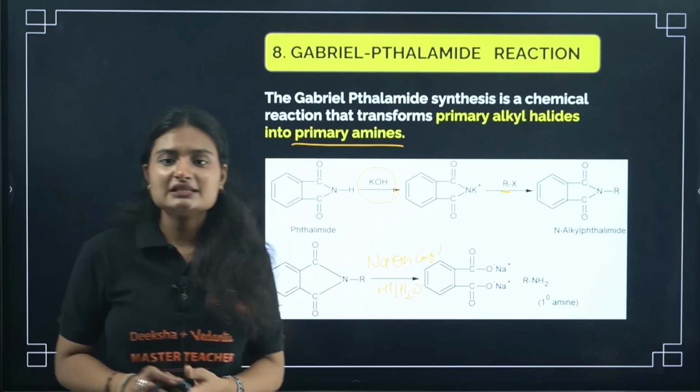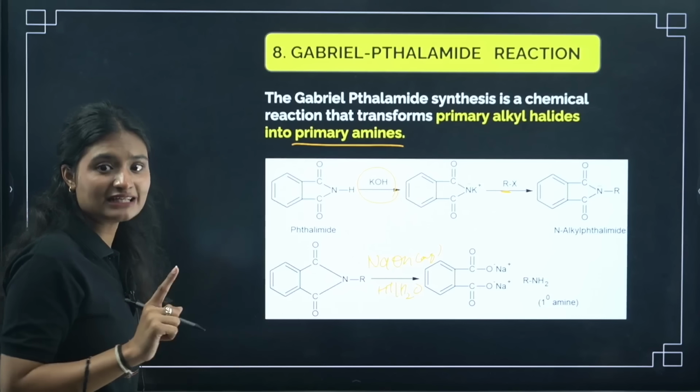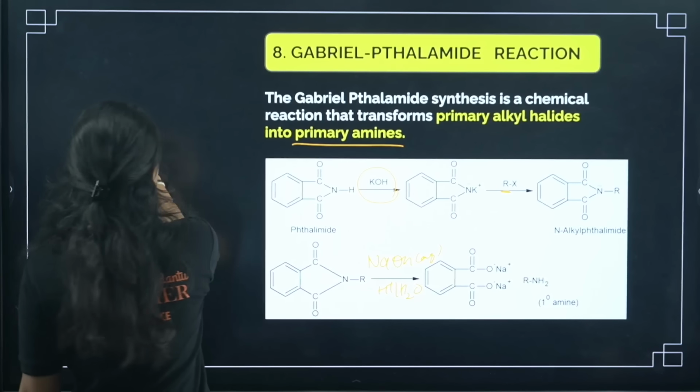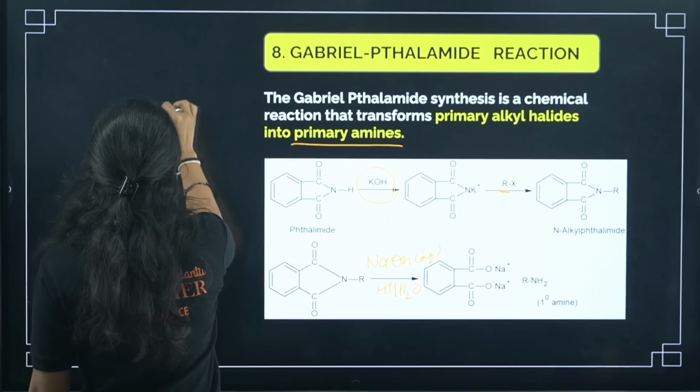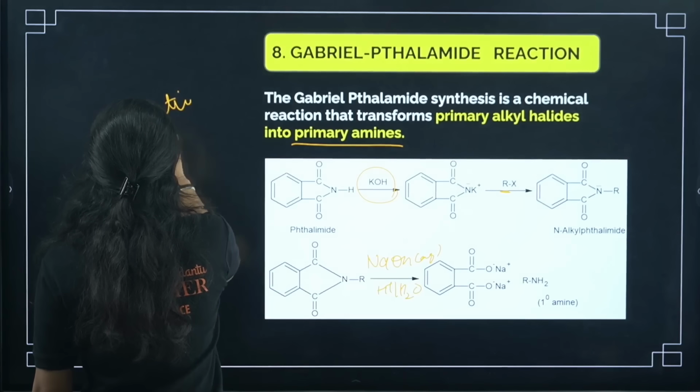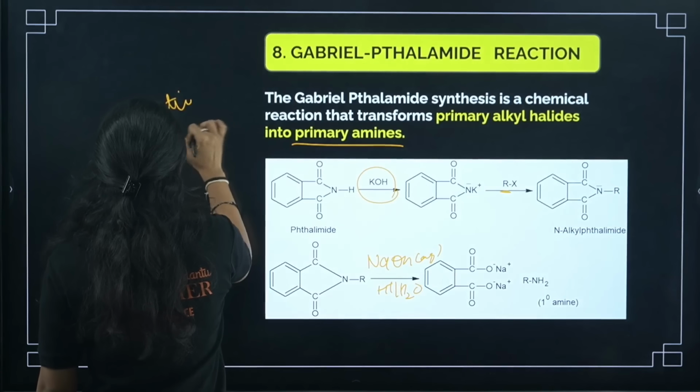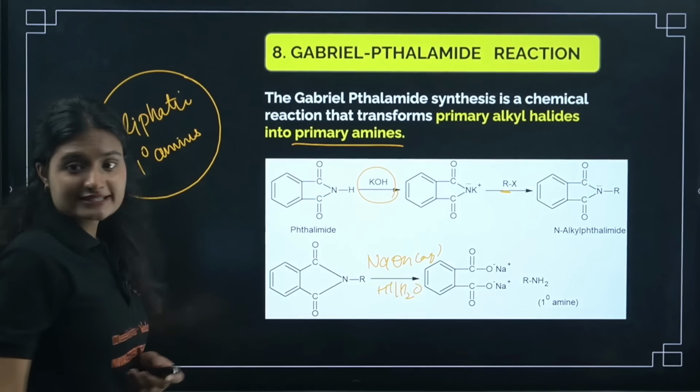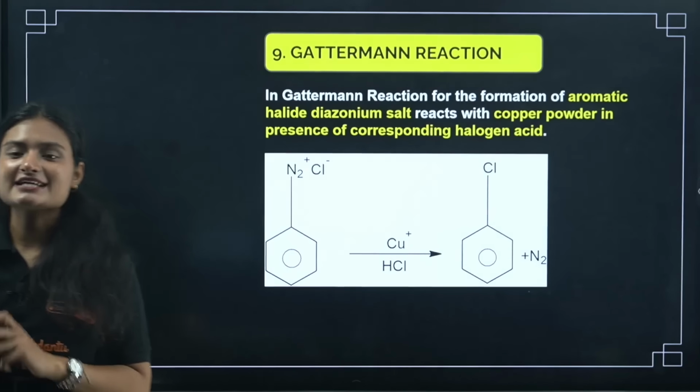We cannot synthesize aromatic amines. Aniline is primary, right? We can only synthesize aliphatic primary amines from this method. Clear? Next reaction. So the next reaction is the Gattermann reaction.